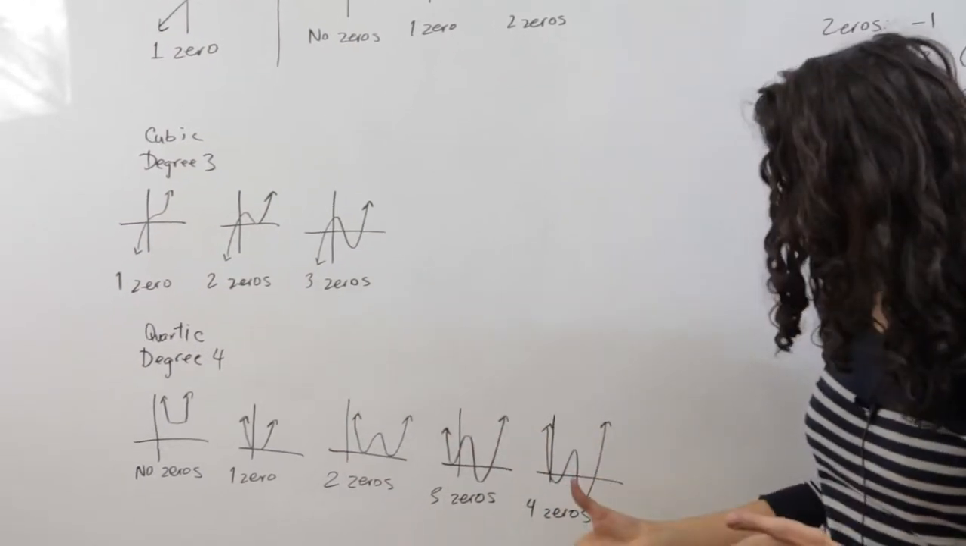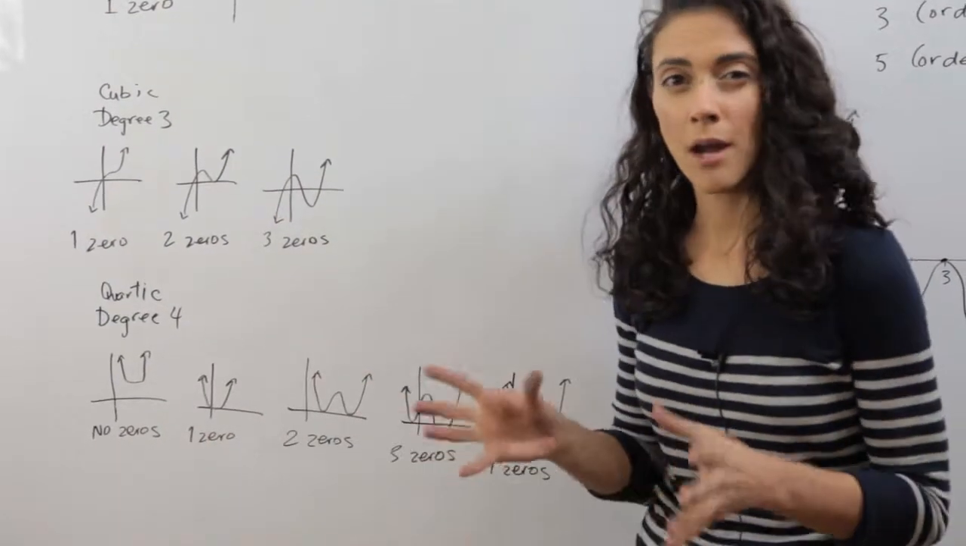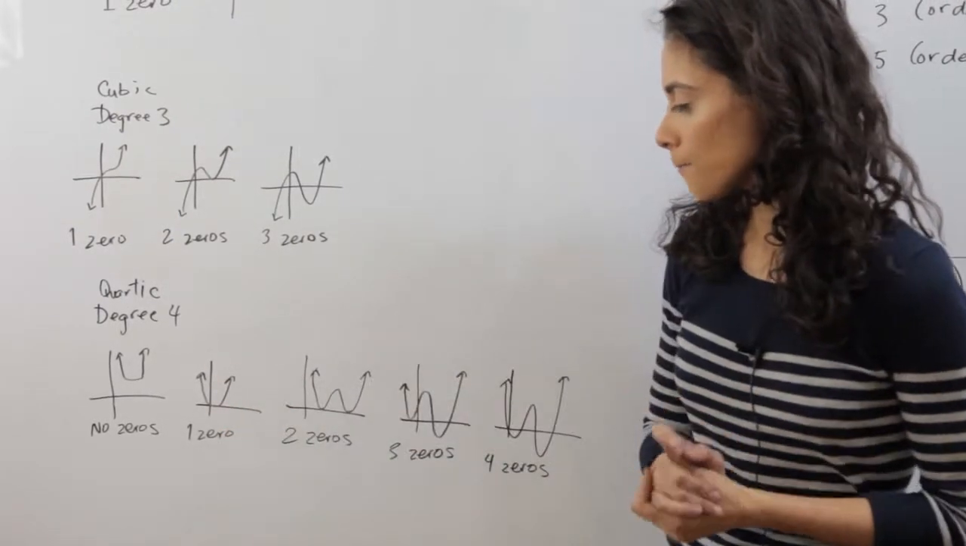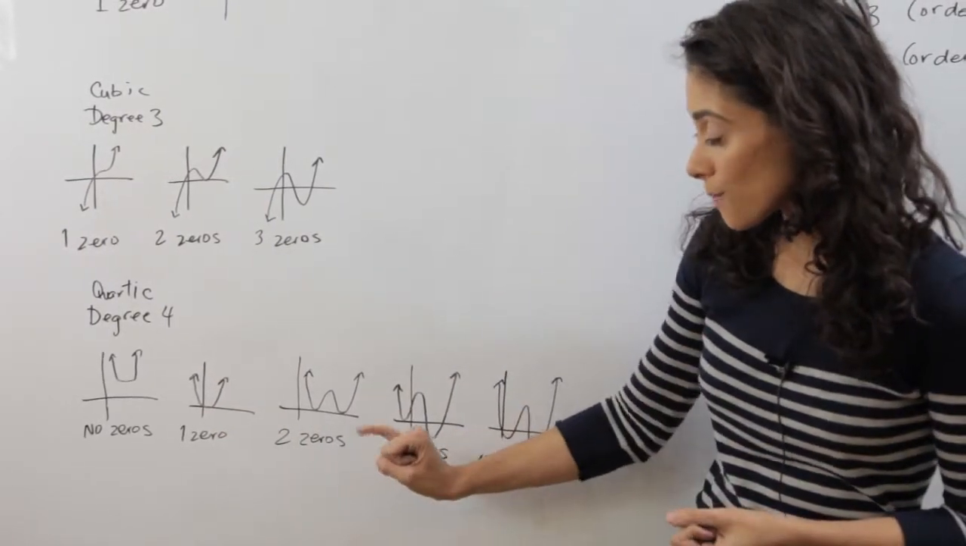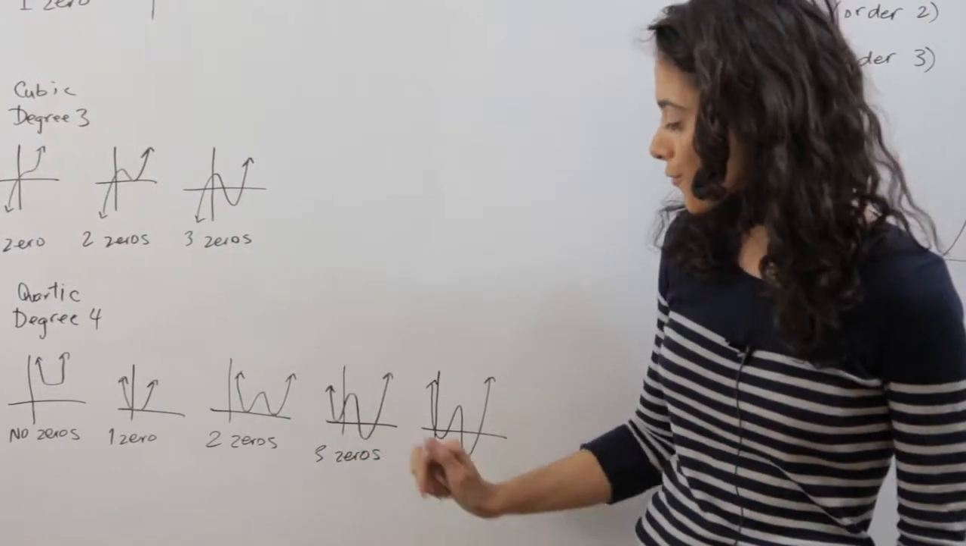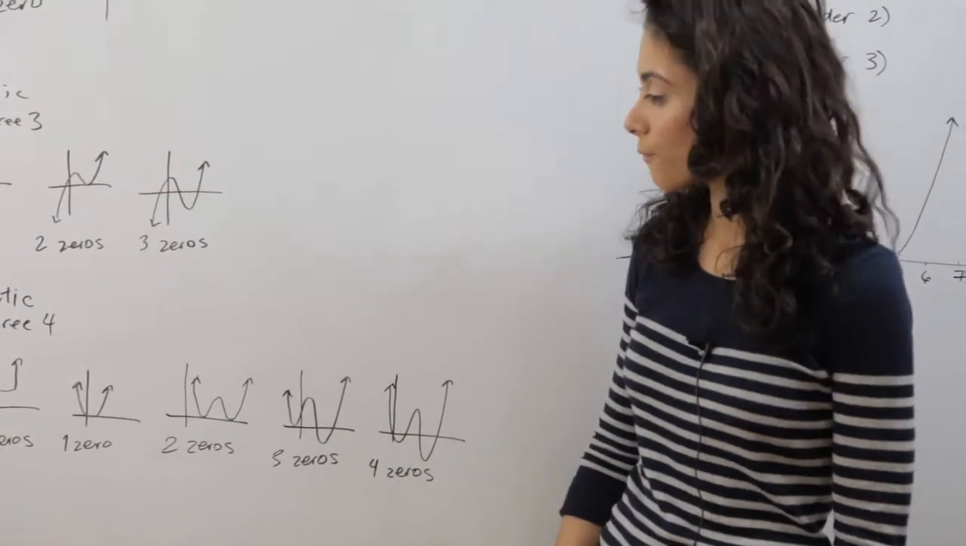Now in a quartic, as you can see, we can get no zeros, where we just get that kind of parabolic shape that's been smushed. We can get 1 zero, where it just bounces. We can get 2 zeros, where it just bounces twice. We can get 3 zeros, where it bounces once, crosses through twice. Or finally, we can get 4 zeros, where it crosses right through at 4 different points.